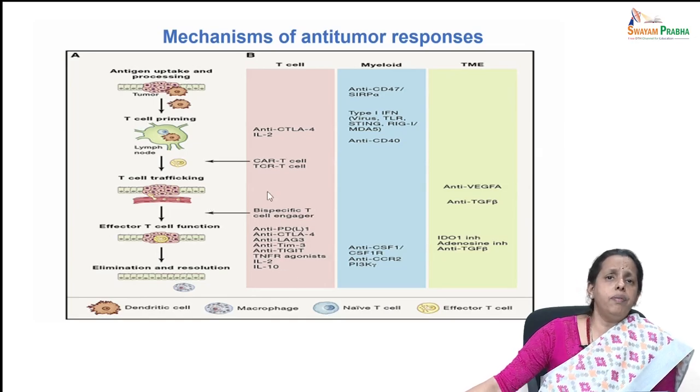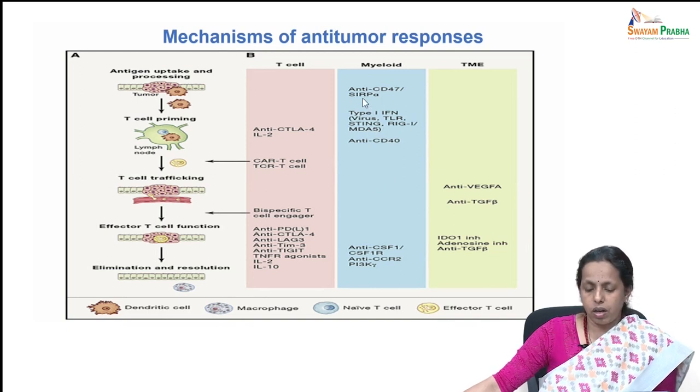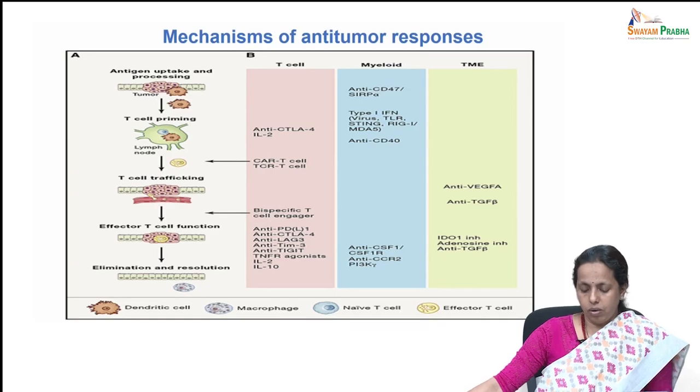This is all very important. You have these different engineered T cells, and where exactly in this T cell function the engineered cells come into play. So, in the myeloid cells, you have your type 1 IFN gamma, and you even have your anti-CD4 help in priming, then you have anti-CSF1, and then in the TME, you have the anti-VEGF and then the anti-TGF-beta.